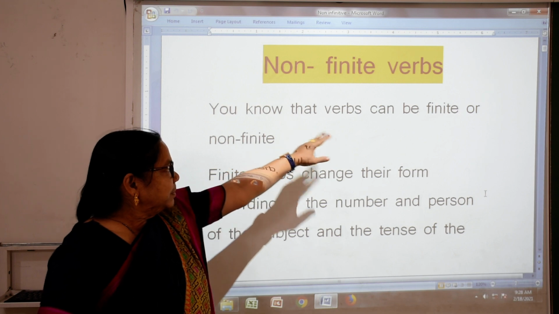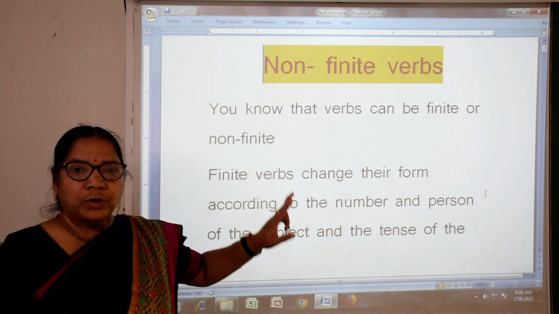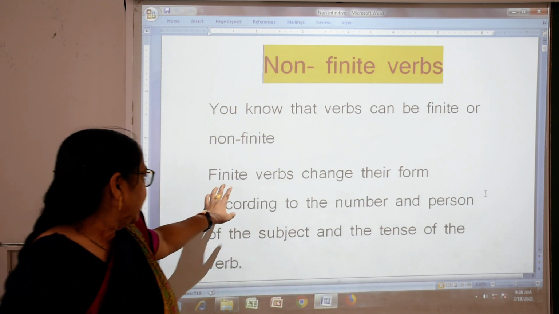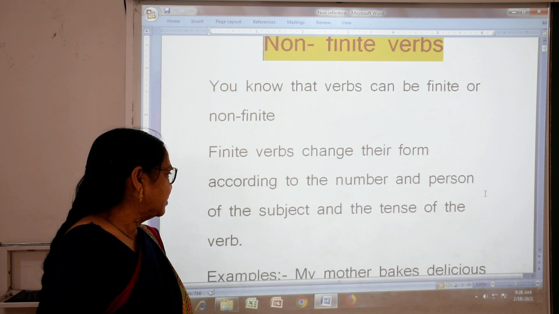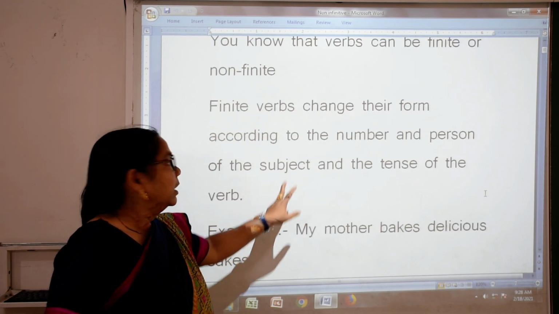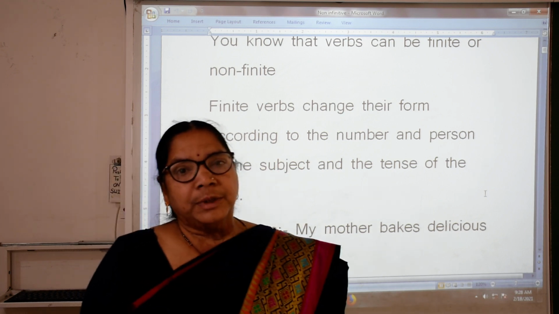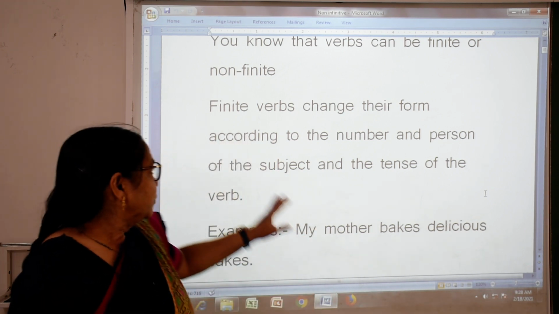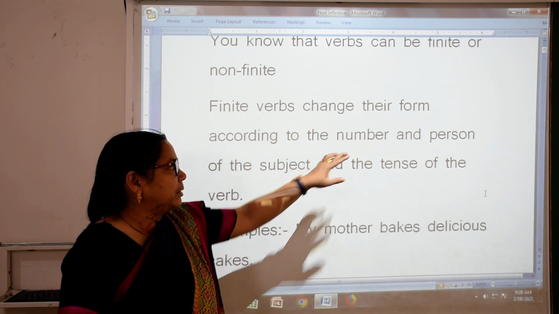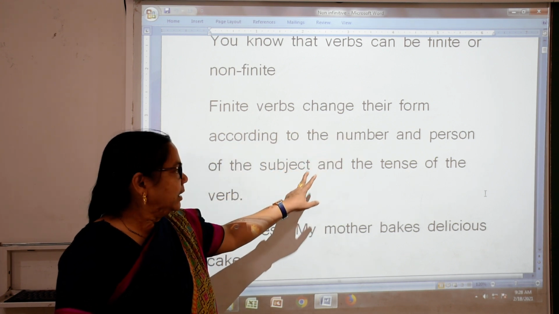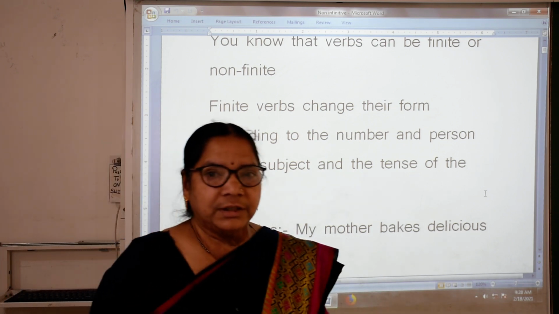You know that a verb can be finite or non-finite. A finite verb changes its form according to the number and person of the subject and the tense of the verb.